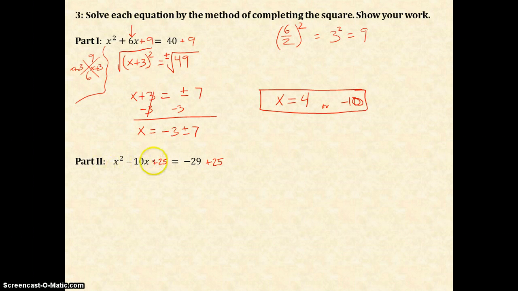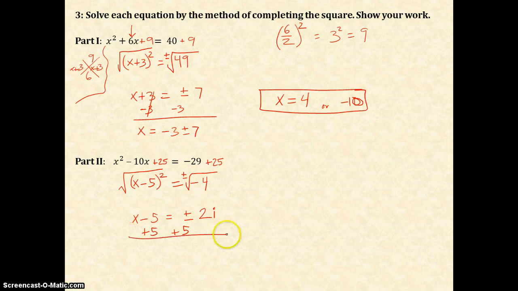This is a trinomial square now, and it's going to be x minus 5 squared. Negative 29 plus 25 is negative 4. Now I can take the square root of both sides, plus or minus over here, and I get x minus 5 equals plus or minus square root of 4 is 2, but the square root of negative 1 is i. So this is plus or minus 2i. Add 5 to both sides, and x equals 5 plus or minus 2i.